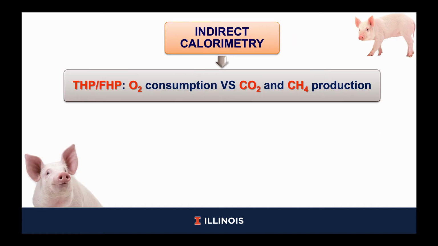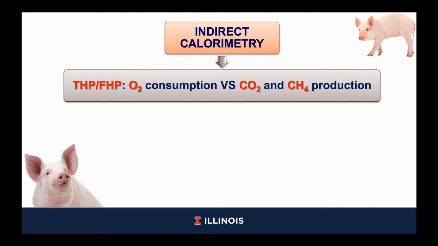This total heat production or fasting heat production could be calculated using the oxygen consumption and CO2 and methane production of the animals. These two forms of heat can be determined using indirect calorimetry.